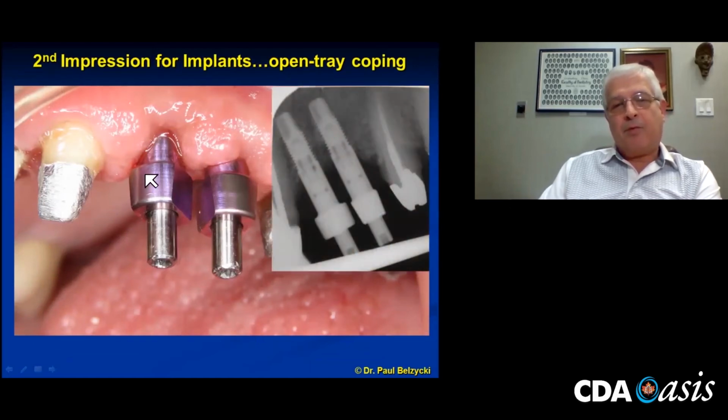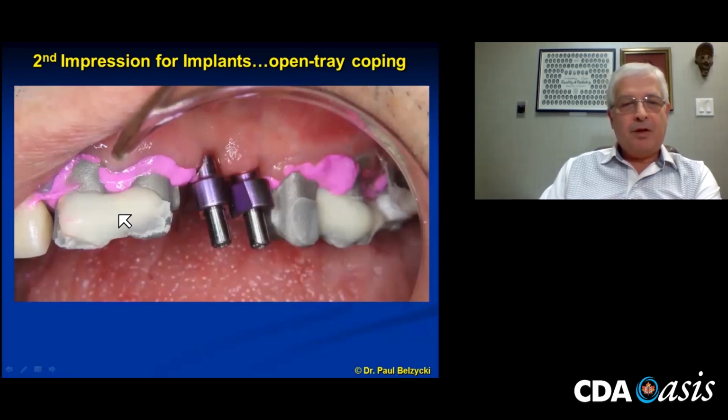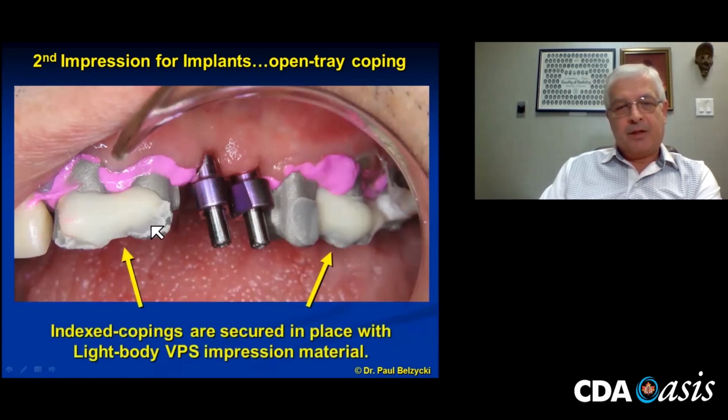At this appointment, when I do the metal try-in, I will now take the impression for the two implants. So here you can see the solder indexed metal copings, the two implant transfer copings that are in place, the impression copings. I always use an open tray technique. So these are the index copings, and they're placed on the teeth, and they're secured with a little bit of light body VPS impression material.